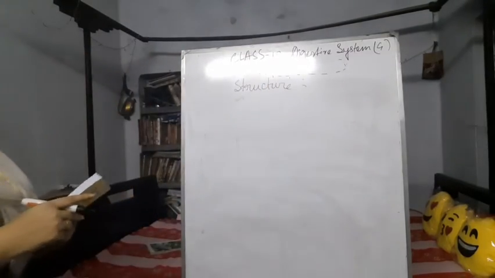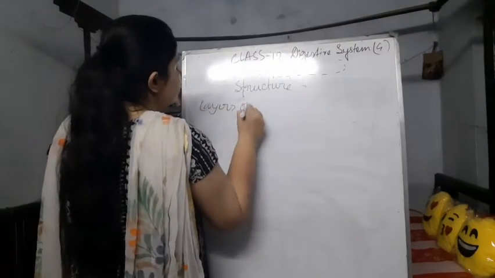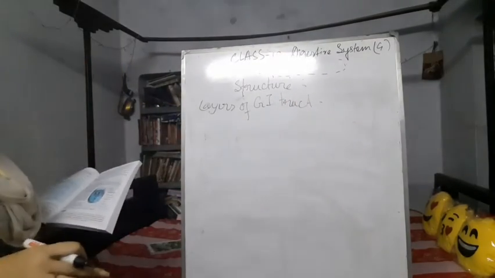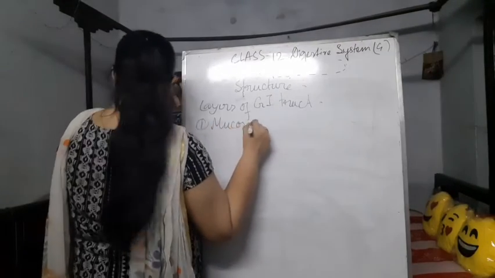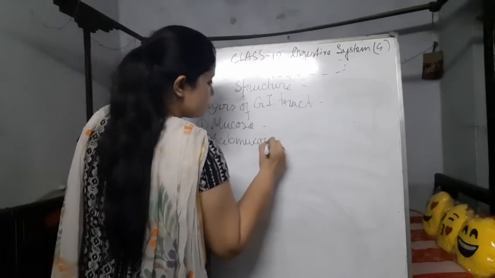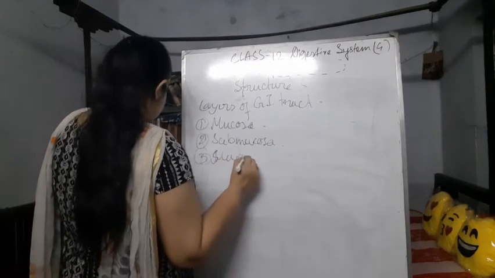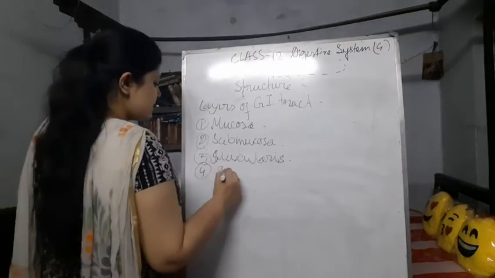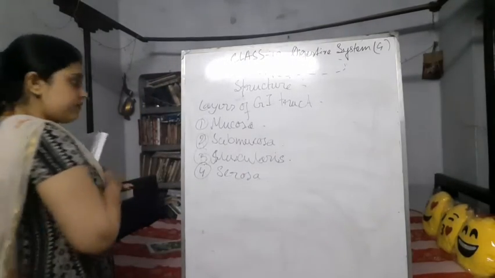Structure of the digestive system. So very first, the layers of the GI tract. There are 4 linings present in the GI tract. These are mucosa, submucosa, third muscularis, and fourth serosa. So these are the main 4 layers which are present in the inner lining of the GI tract.